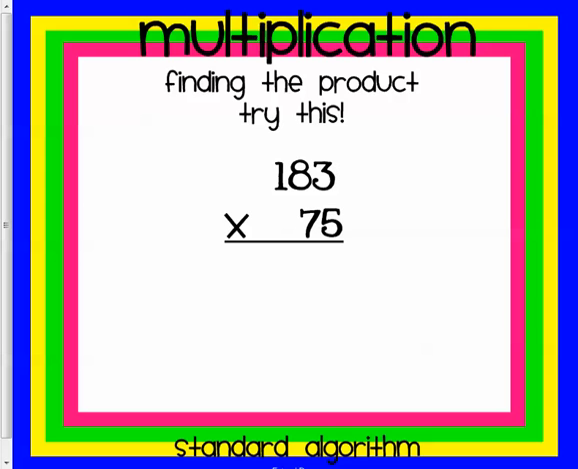Okay, so you try this one for me. Find the product. I'll be back in just a second to show you what I did. Label this one number 4. Okay, grab your red pen.